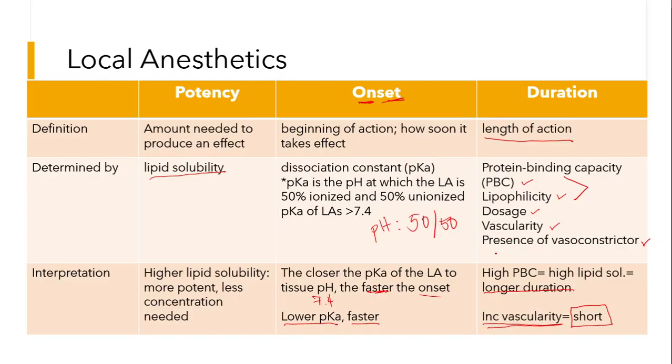Now, presence of vasoconstrictor. We said earlier that the presence of vasoconstrictors would actually prolong the effect of your anesthetic. So basically, presence of vasoconstrictor would increase duration of your local anesthetic. Okay, so these are terms that you have to take note of: potency, onset, and duration. You'll find out more later, okay, why these things are important.